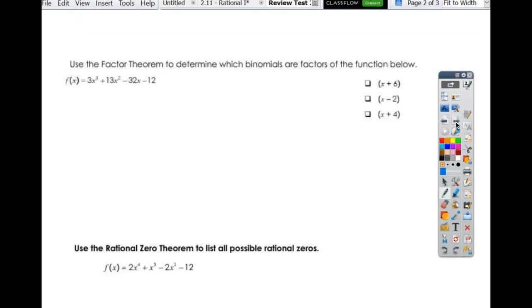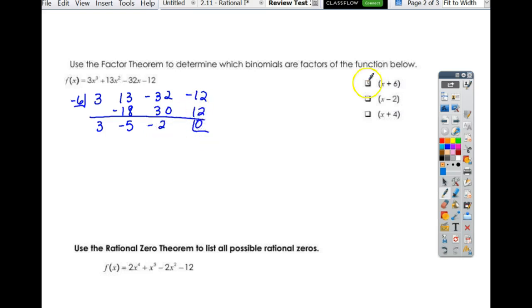There we go. So I'm going to test and see if this is a factor. I'm not missing any terms. So I have 3, 13, negative 32, negative 12. But this time it's a positive 6, so I'm going to test negative 6 because that's the factor. So this one is a factor.